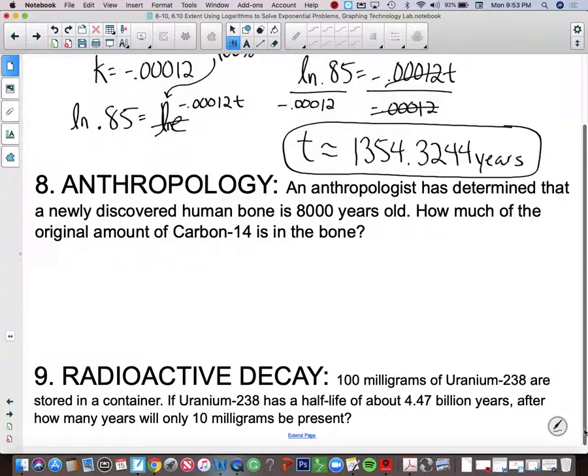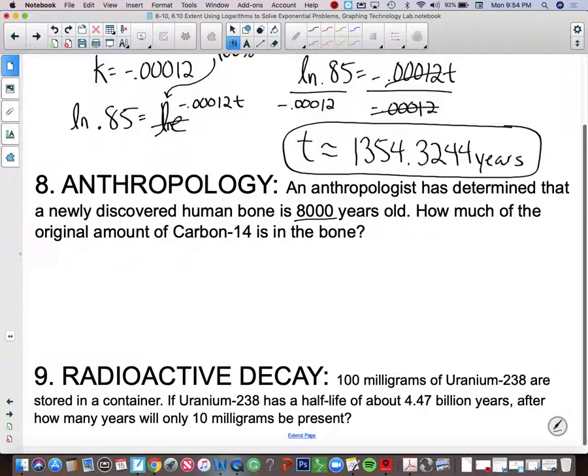Number 8, anthropology. So this is more bones. An anthropologist has determined a newly discovered human bone is 8,000 years old. How much of the original amount of carbon-14 is in the bone? Okay, so the 8,000, we found the bone and we think it's 8,000 years old. So that would be our time.